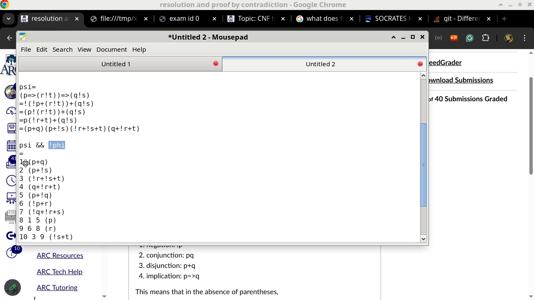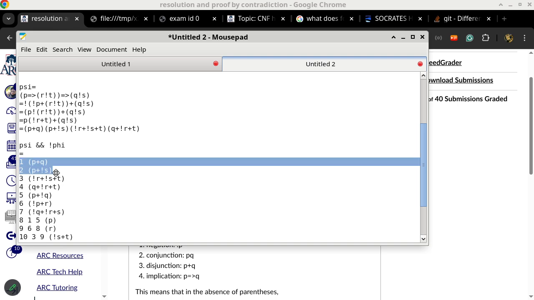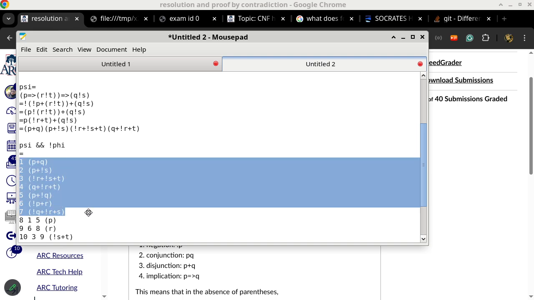So are we still good up to this point? Why do we have a seven-term CNF? It is the conjunction between psi, which is from the CNF assignment itself, and also the not phi, which was turned into a CNF earlier in the same document. Are we good so far? So now we want to see if the whole thing can resolve to false or not.